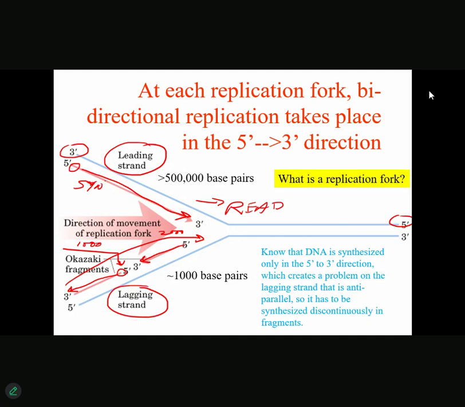On the leading strand, no problem. But on the lagging strand, we can only read in this direction, but we're going this direction. So we're essentially going upstream. We're like swimming upstream, trying to synthesize on the lagging strand. So since we can only synthesize in the 5' to 3' direction, and the template strand on the lagging side is in the opposite direction because everything's anti-parallel. And I failed to mention that before. This is anti-parallel.